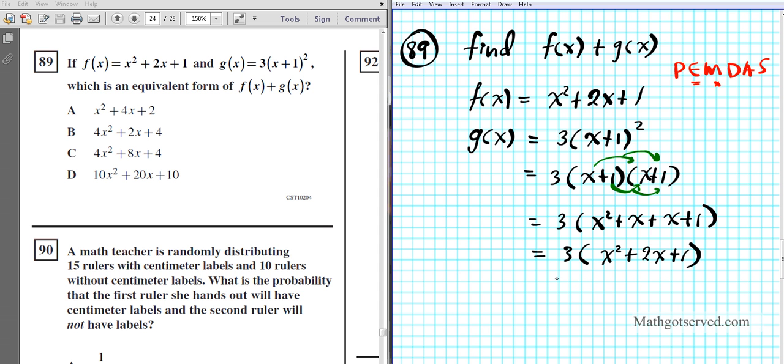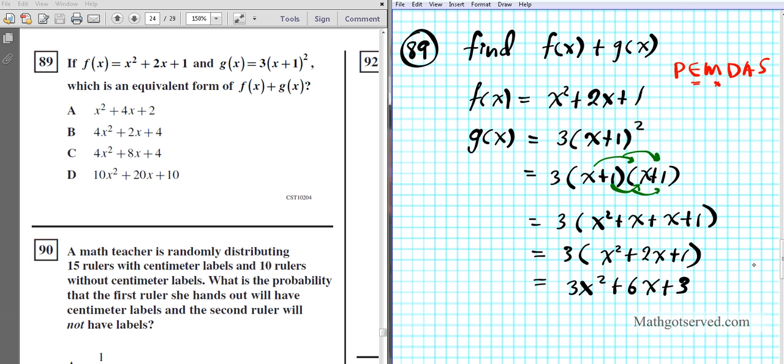And then you distribute the 3 to everything. And then you're going to have 3x squared plus 6x plus 3. Okay? All right, now g is completely processed and it's now ready to be combined with f of x. All we have to do is line them up by degrees and then we will combine. Okay? All right, let's go ahead and do that.